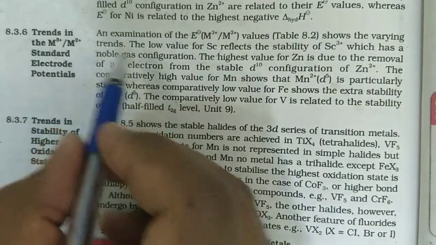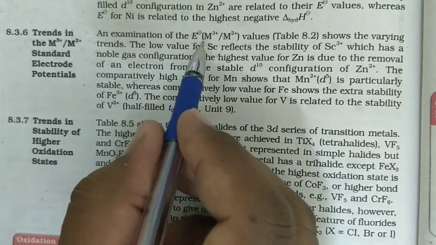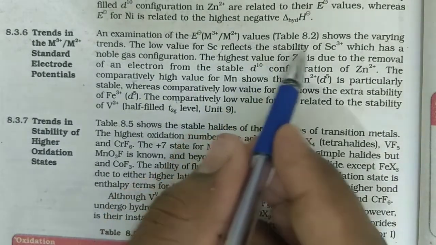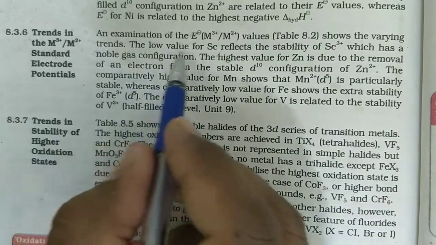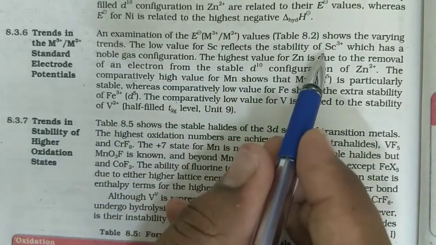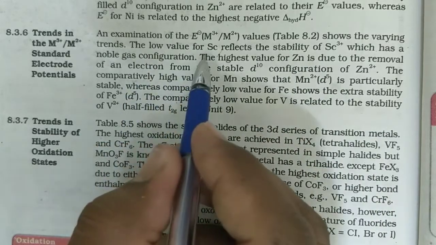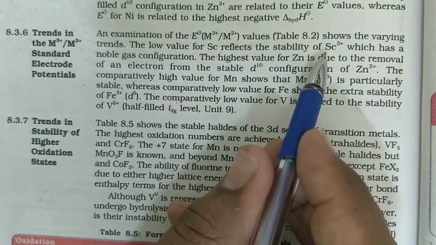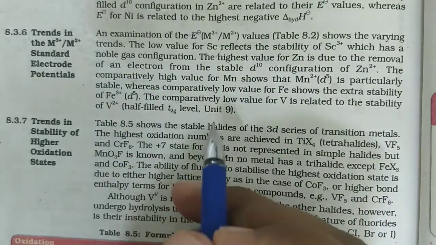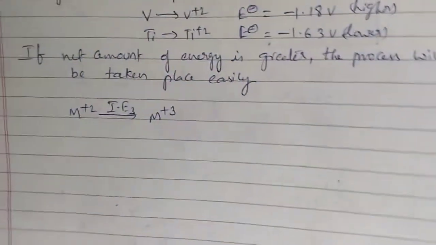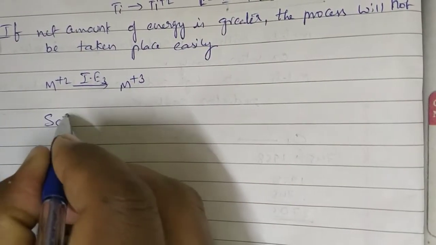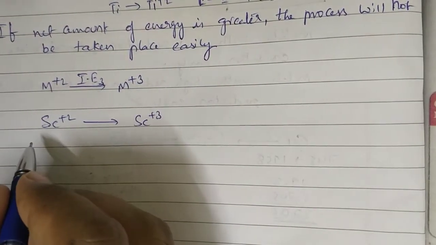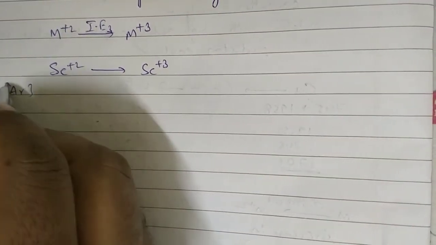Okay, see, an examination of the E° M+3/M+2 values shows varying trends. The low value for scandium reflects the stability of Sc+3, which has a noble gas configuration. Okay, see, Sc+2 to Sc+3. Sc+2 configuration is argon.